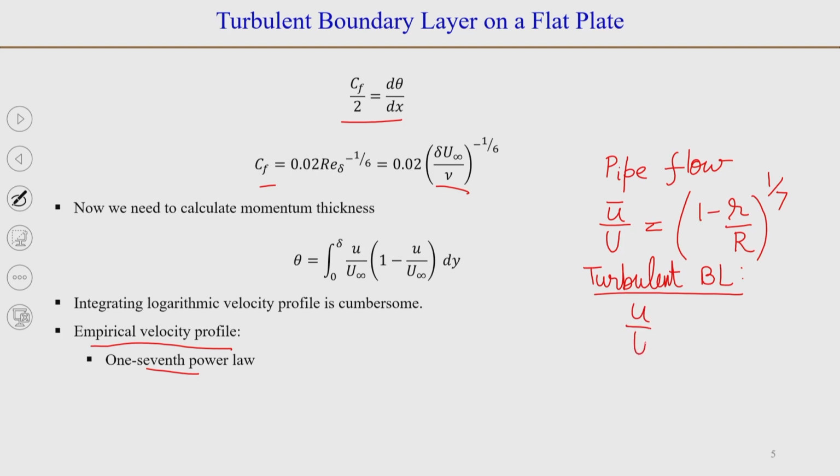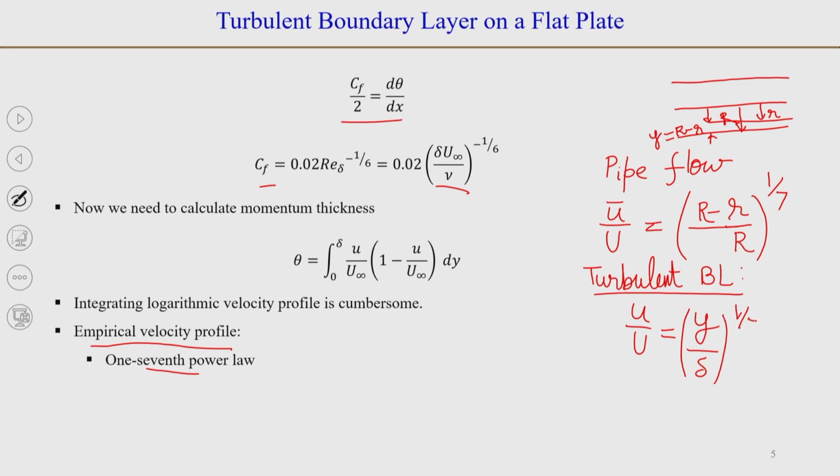u bar by u. This basically is, you could write it, R minus r. And what is R minus r for a pipe flow? So, this is small r, this is capital R, and basically this value is capital R minus small r, which is the distance from the wall. So, if this is y, the distance from the wall, and in place of R we will use the turbulent boundary layer thickness, so y by delta raised to the power 1 by 7.